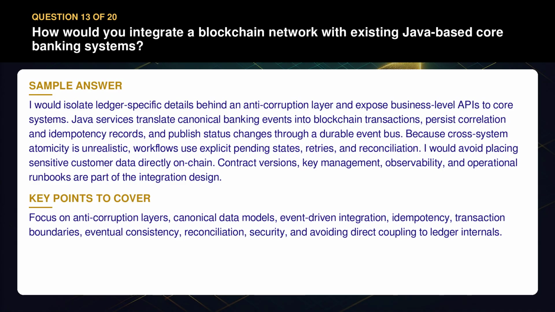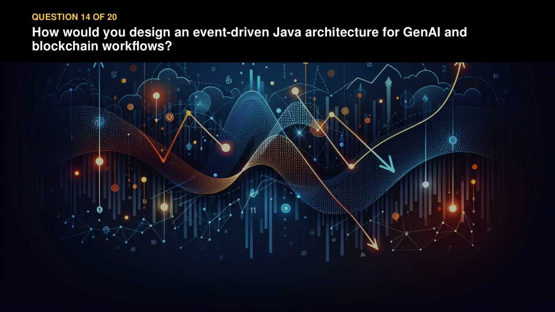Focus on anti-corruption layers, canonical data models, event-driven integration, idempotency, transaction boundaries, eventual consistency, reconciliation, security, and avoiding direct coupling to ledger internals. Question 14. How would you design an event-driven Java architecture for GenAI and blockchain workflows?